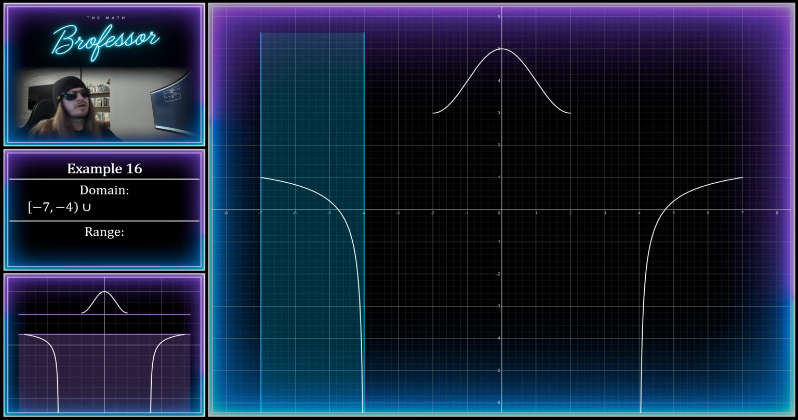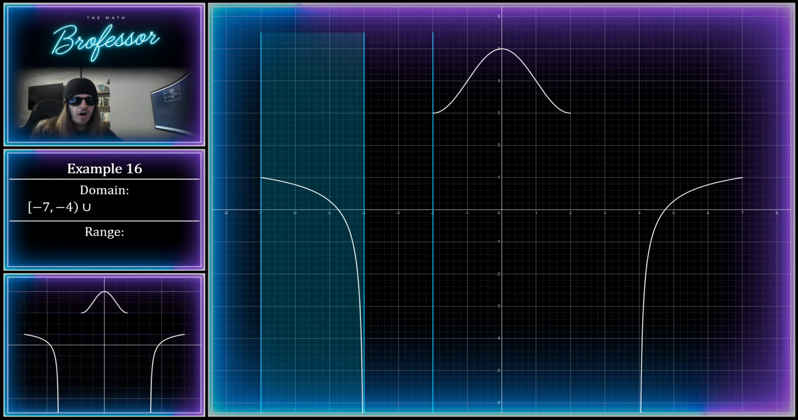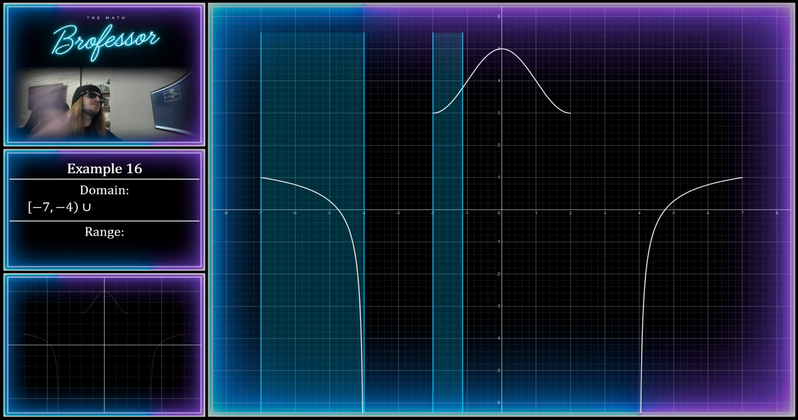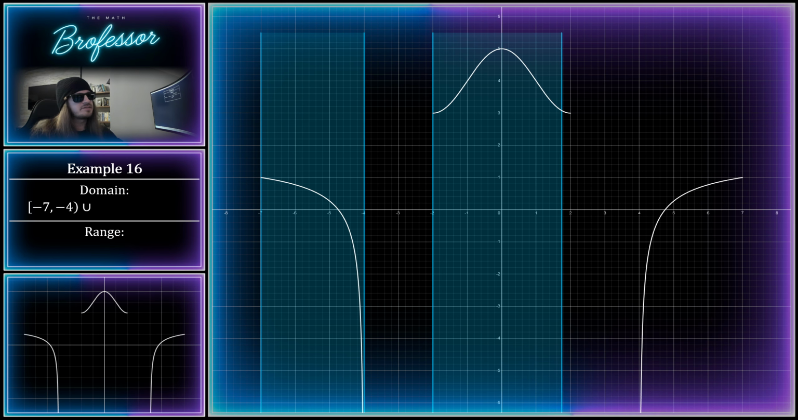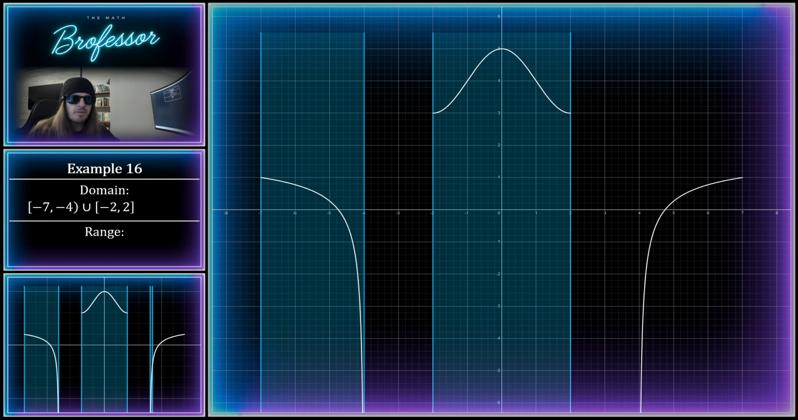Go ahead and tag on a union symbol. We'll clear this gap until we reconnect with the graph at -2, making contact. And we can go across this piece until we lose contact at +2. So the middle portion of our domain is -2 to 2, both making contact. So we put brackets on those. And then we have one more piece here.